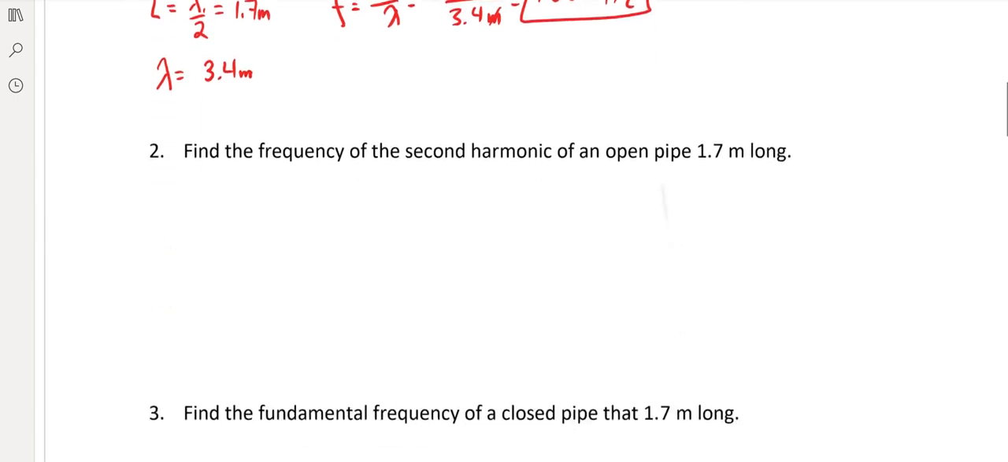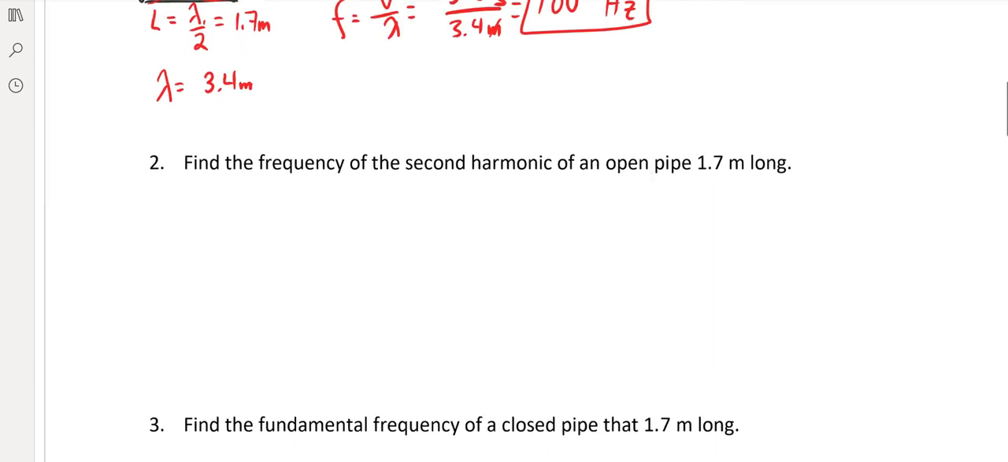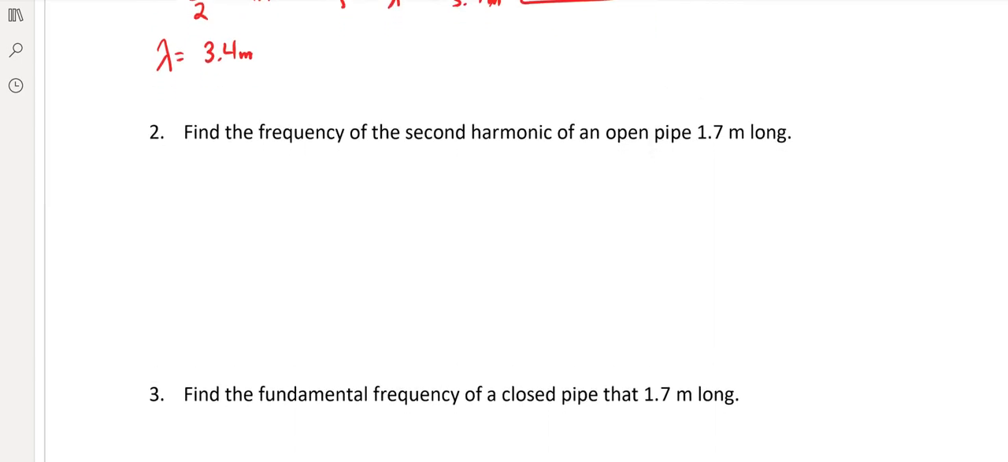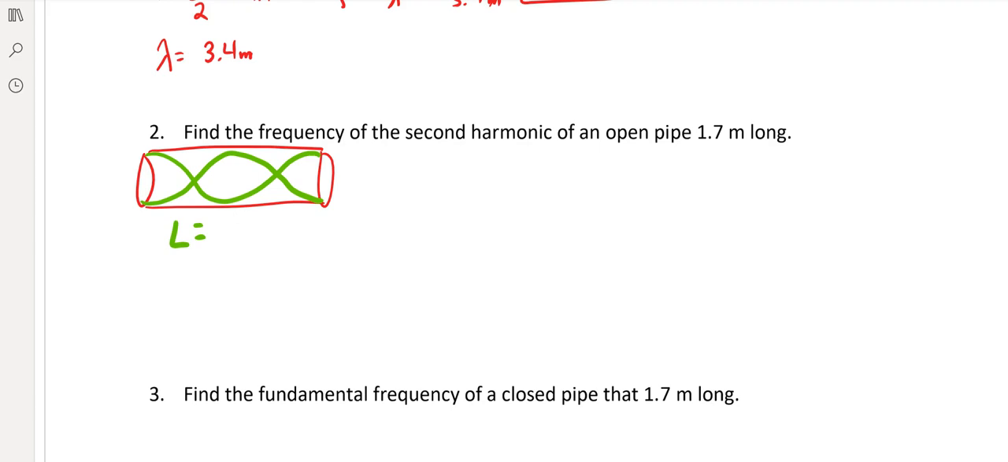In our next problem, we're going to find the frequency of the second harmonic of an open pipe. Unlike the first harmonic, second harmonic, once again, draw the picture. It's open pipe, same length pipe, but now we have the second harmonic. That looks like this. And for the second harmonic, for an open pipe, the length of the pipe is simply equal to the wavelength.